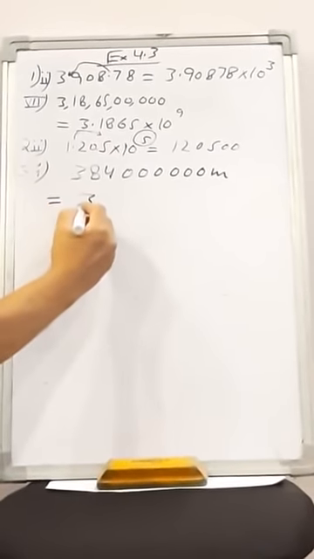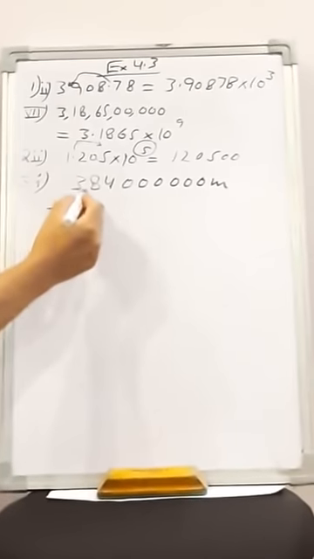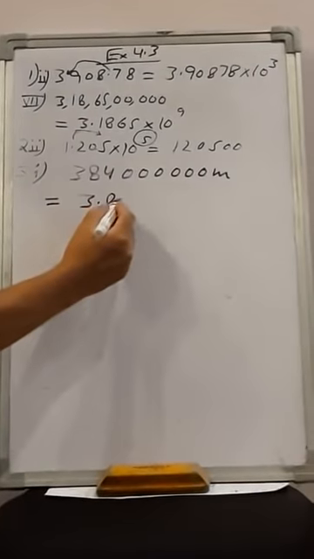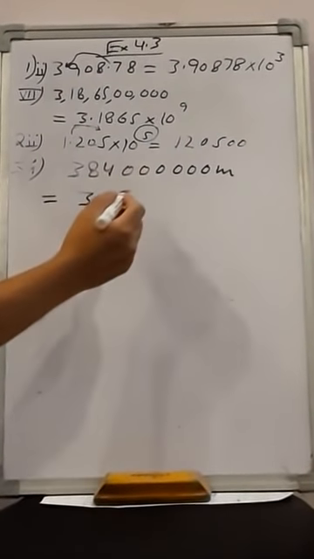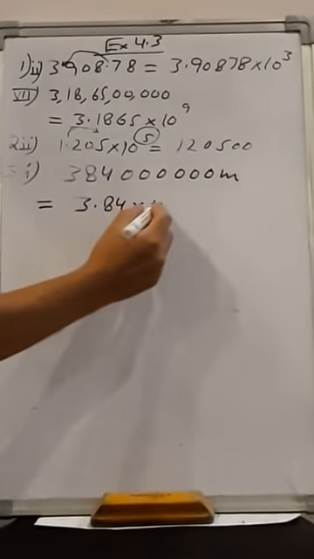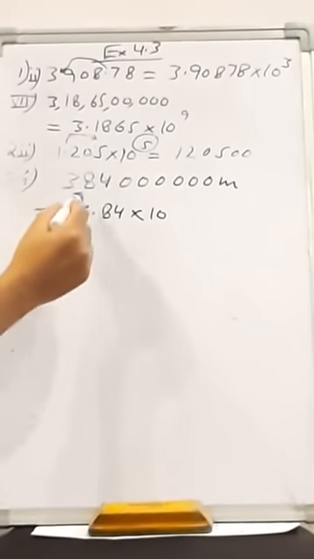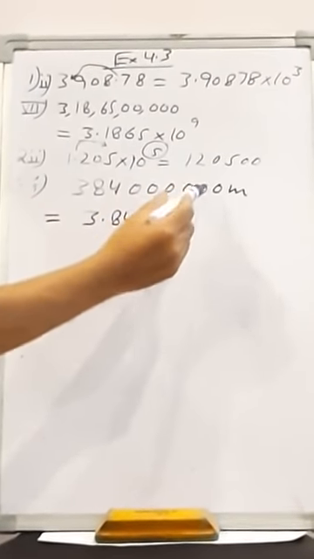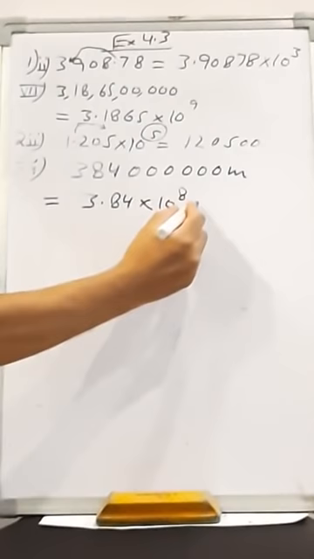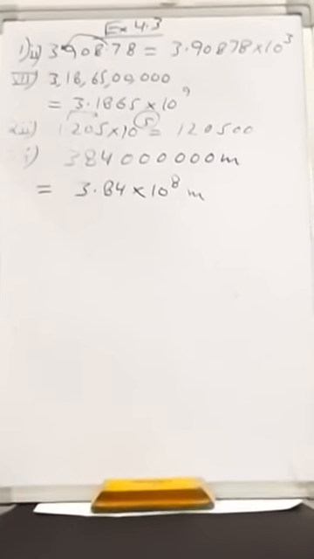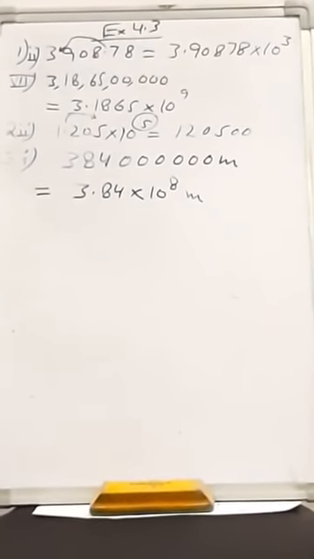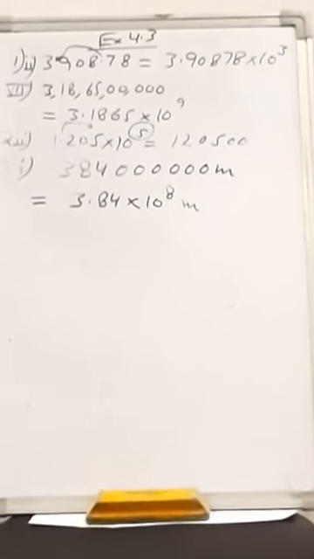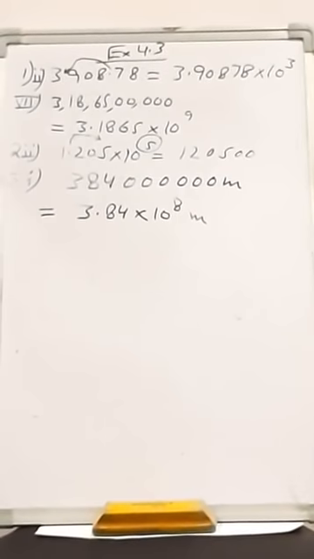So in standard form you learn to place the decimal after one digit. That means 3.84, and after this you have zeros. So multiplied by 10 to the power how many? Count 1, 2, 3, 4, 5, 6, 7, 8. So 10 to the power 8 meters. So this is the answer. You wrote the given large number in standard or scientific form.